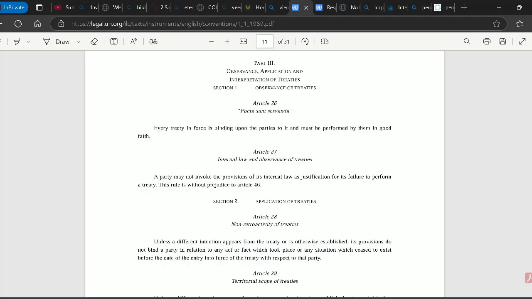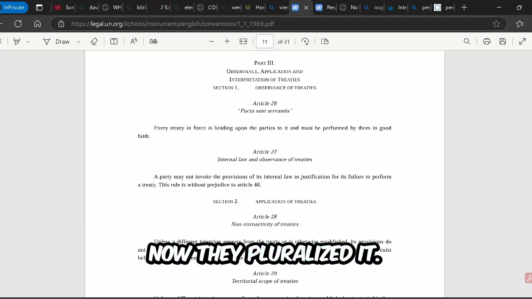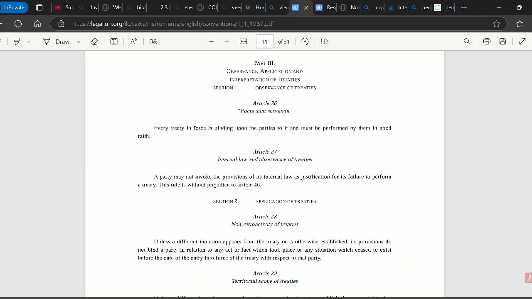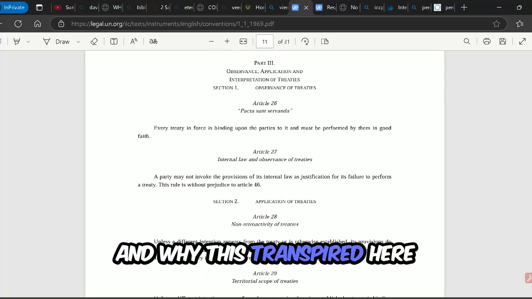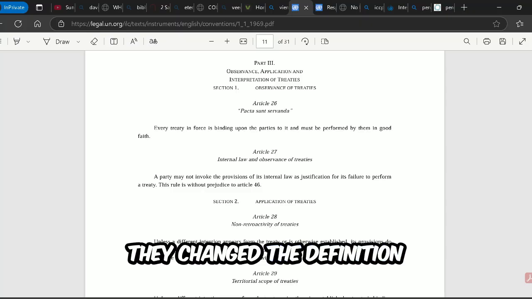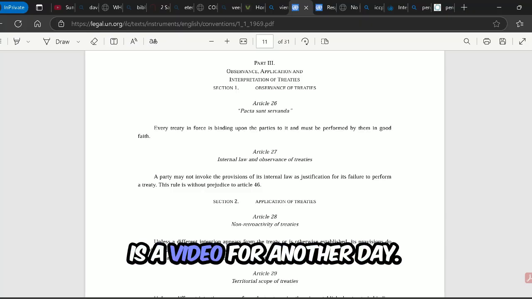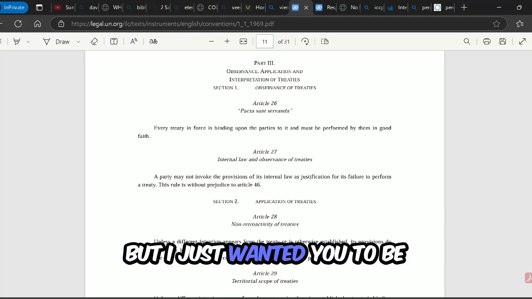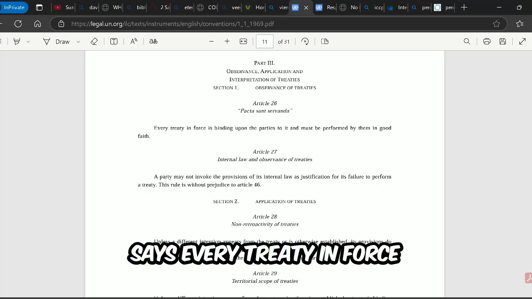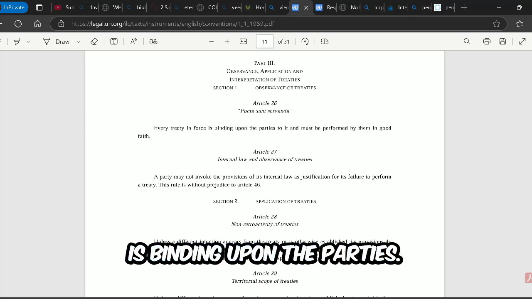Now, Article 26, every treaty in force is binding upon the parties. Well, now they pluralized it. Now they changed the word. Therefore, they changed the definition. And why this transpired here under Article 26, why they changed the definition of the word parties, is a video for another day. But I just wanted you to be aware that in Article 26, it says every treaty in force is binding upon the parties.